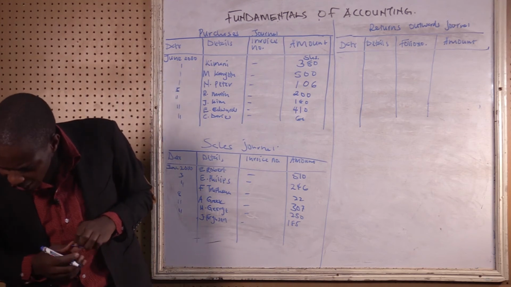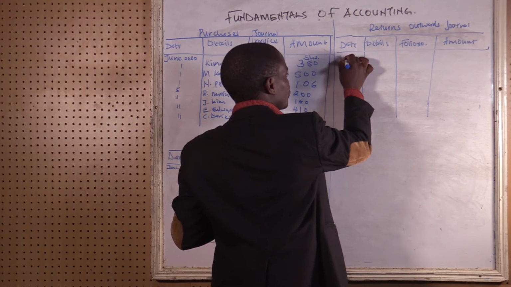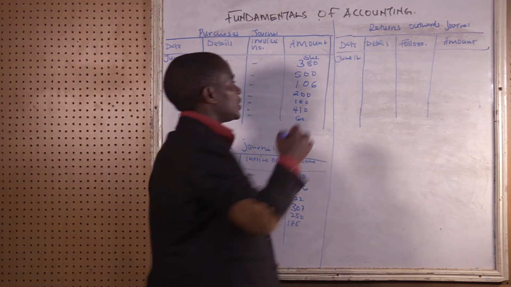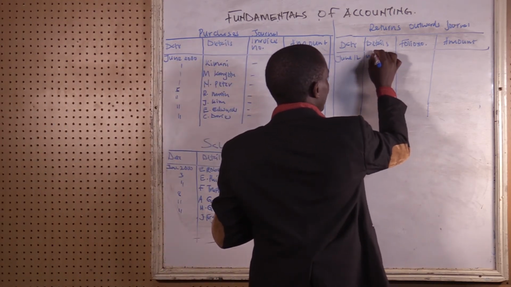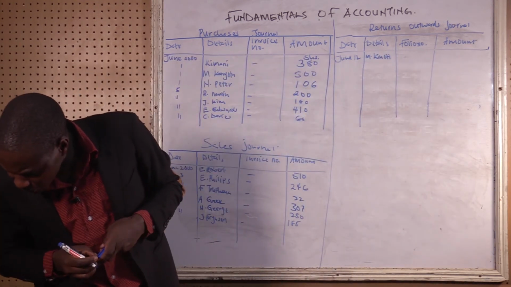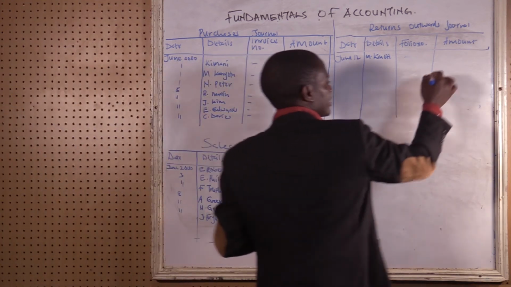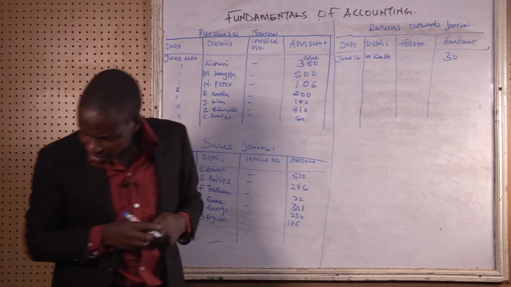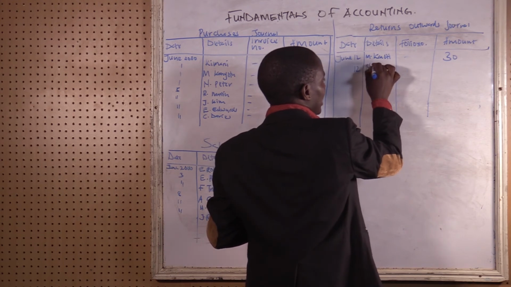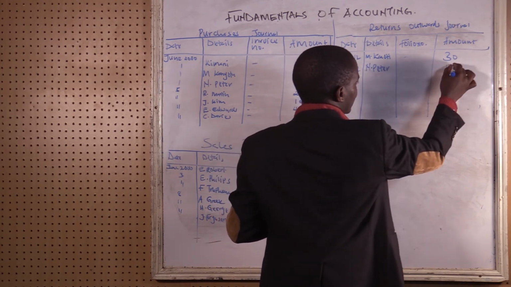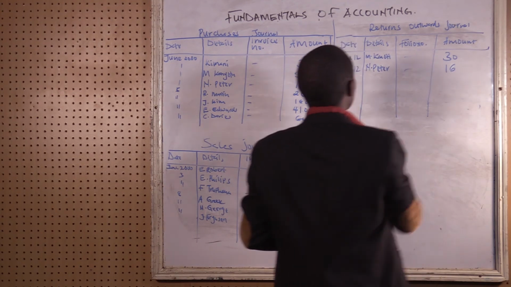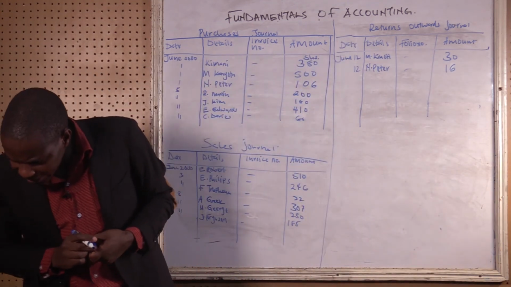So then it was on June 12th. Under the details we shall have M. Kinoti. We don't have the folio number. So M. Kinoti was 30 shillings. The other one was for N. Peter, 16 shillings. The same on 12th. N. Peter, is it 12 or 16? Let me confirm. 16 shillings. Yes, 16 shillings. The other one is returns inwards.